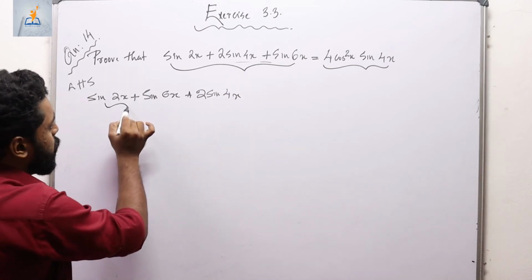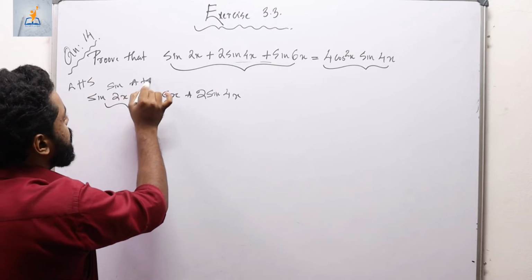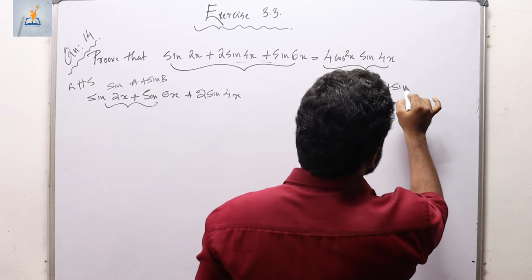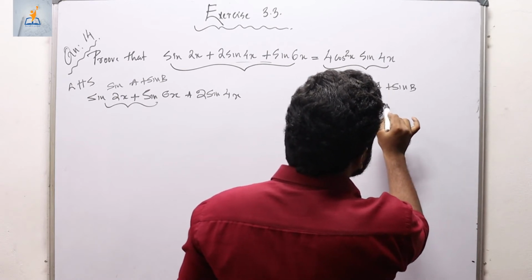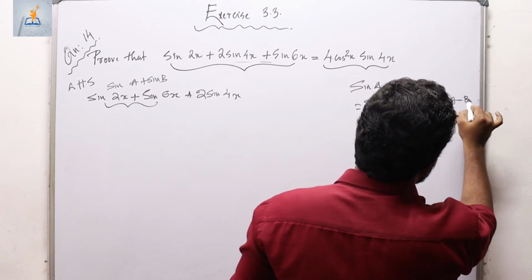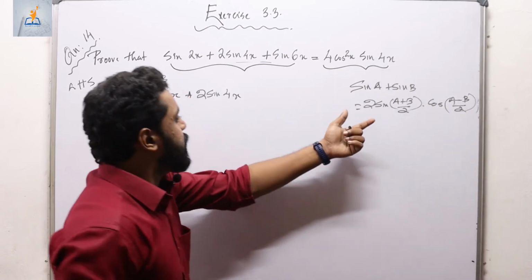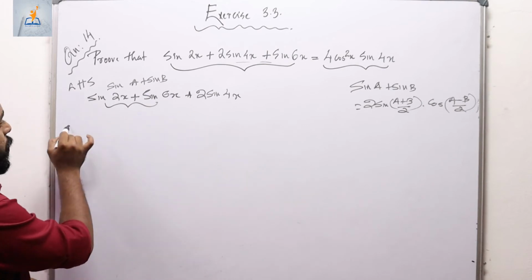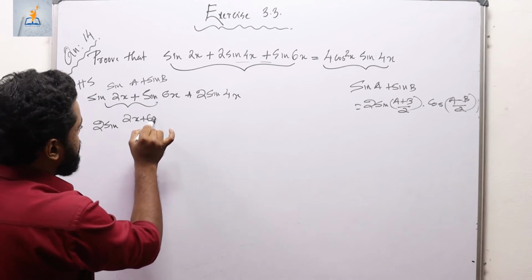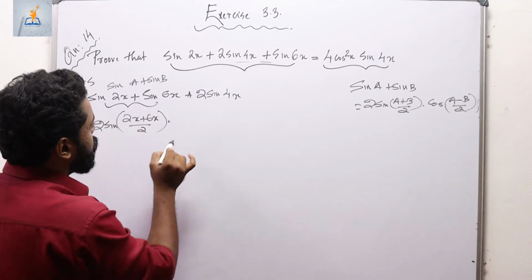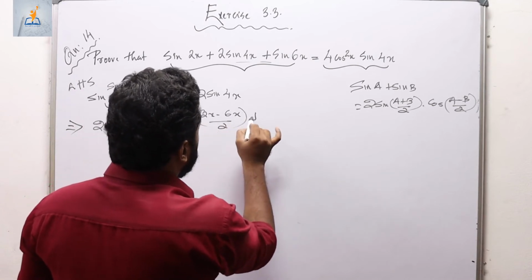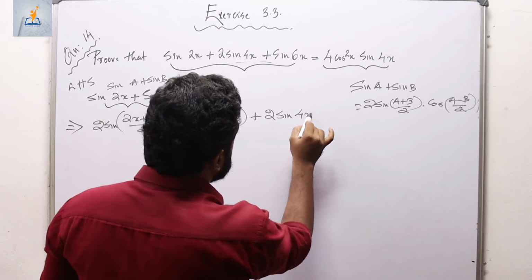Now this is of the form sin A plus sin B, isn't it? We know that sin A plus sin B is equal to 2 sin (A plus B)/2 into cos (A minus B)/2. Correct. So let me just substitute that formula here. So it will become 2 sin (2x plus 6x)/2 into cos (2x minus 6x)/2 plus 2 sin 4x. Correct.